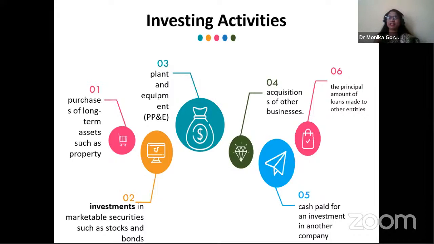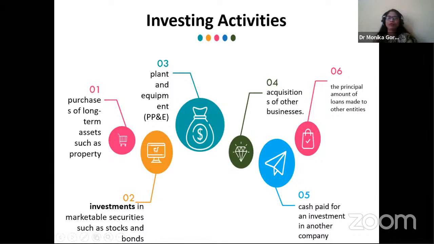So investing activities will tell us the application of funds, whatever funds we have raised through the financing activities, and how efficiently and effectively we have used those funds. The numbers of investing activity will tell you your capital budgeting decision. It will tell you how effectively you have invested in marketable securities, stocks, and bonds. Whatever the sources of funds are, how the application of those funds is done is reflected in your investing activities.